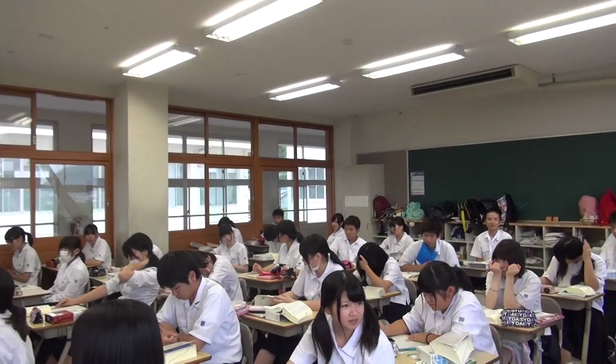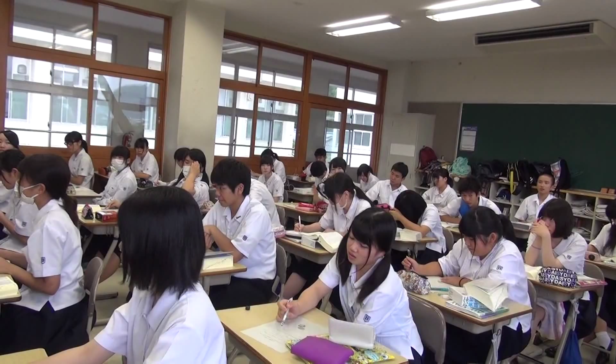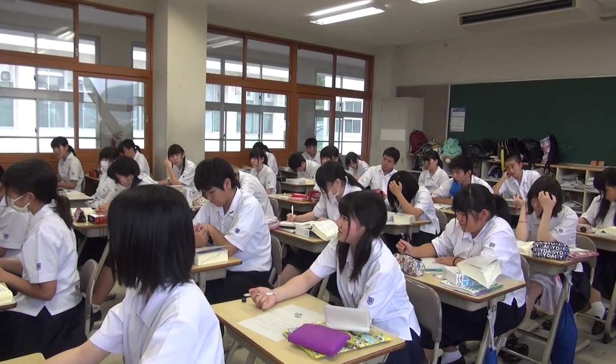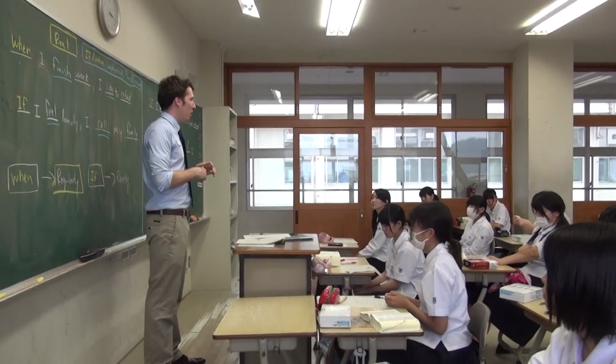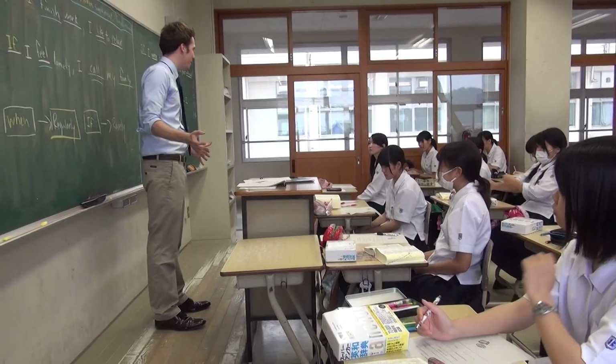Let's see. Ayaka, can you read your second sentence? If I had a million yen. Oh, sorry, a billion yen. So if you had a billion yen, you buy new clothes. Clothes. Very good. Yay. So I would buy, genzaike, new clothes, right?